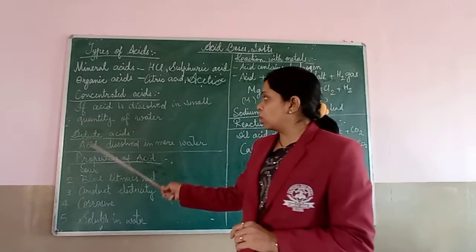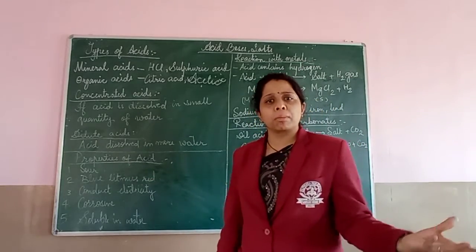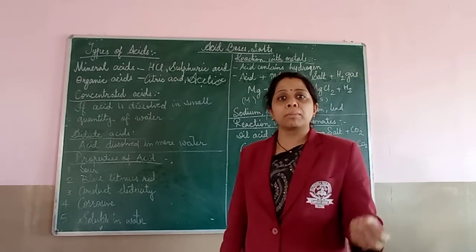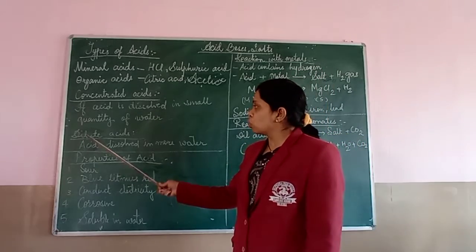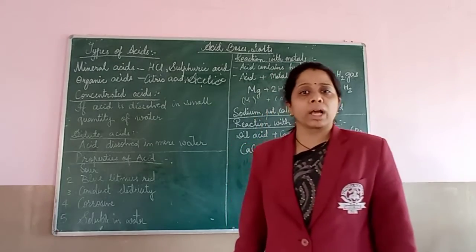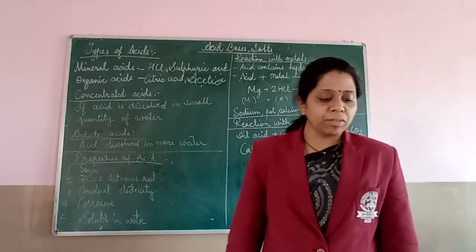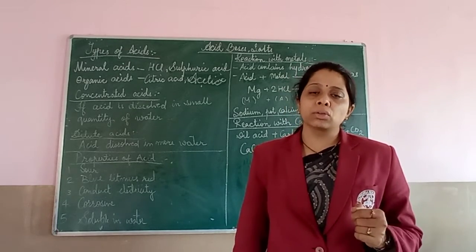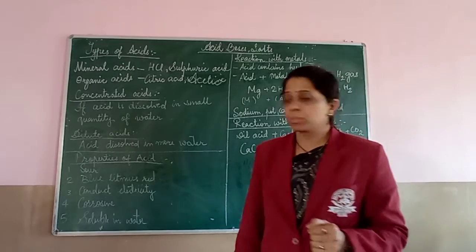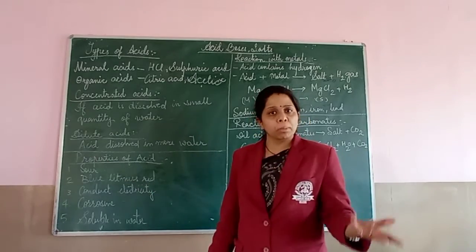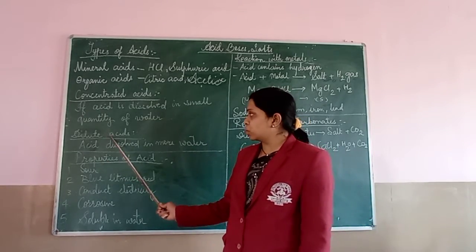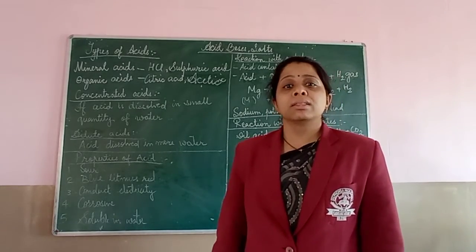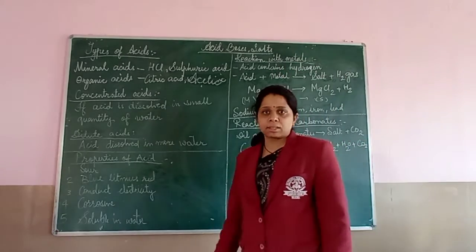But if we dissolve the same acid in more amount of water, that means the amount of acid is less and the amount of water is more, then those are called dilute acids. At that time we will say that dilute hydrochloric acid is there. Just remember, when more amount of water is there, they are called dilute acids. When less amount of water is used for dissolving the acids, they are called concentrated acids.